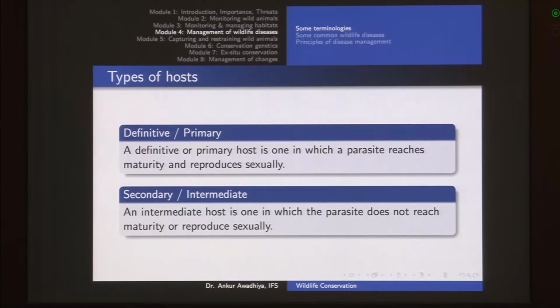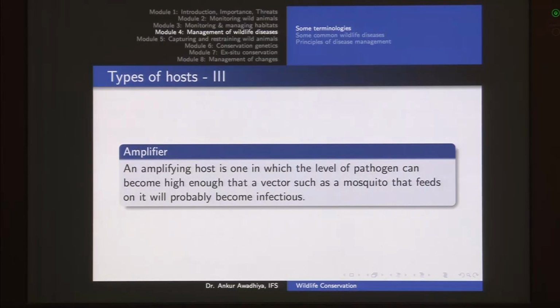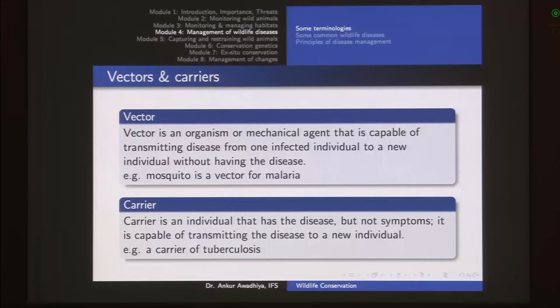Then we differentiated between different kinds of host. The primary host, in which the parasite is able to reach maturity and reproduce sexually. Secondary host, in which it is not able to reach maturity or reproduce sexually. Then incidental or dead end host, that gets this guest but is not able to transmit it further. Then reservoir, that acts as a harbor, and then an amplifier, in which case the pathogen is able to increase in numbers.